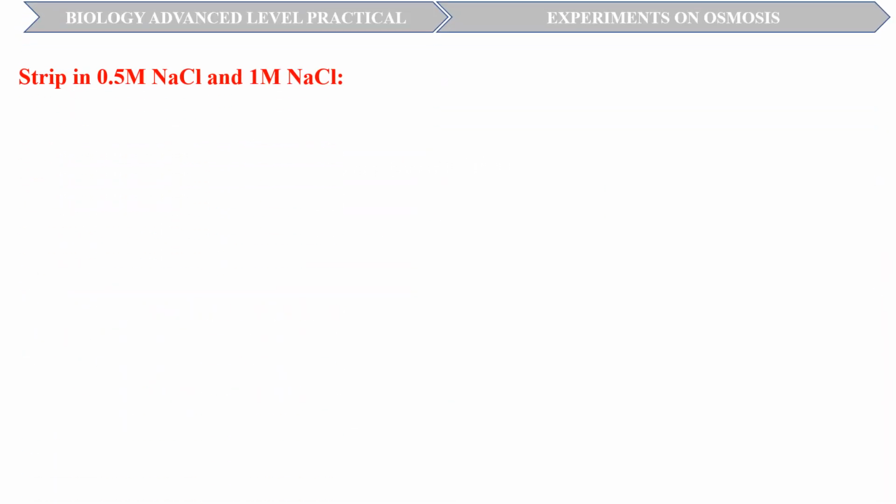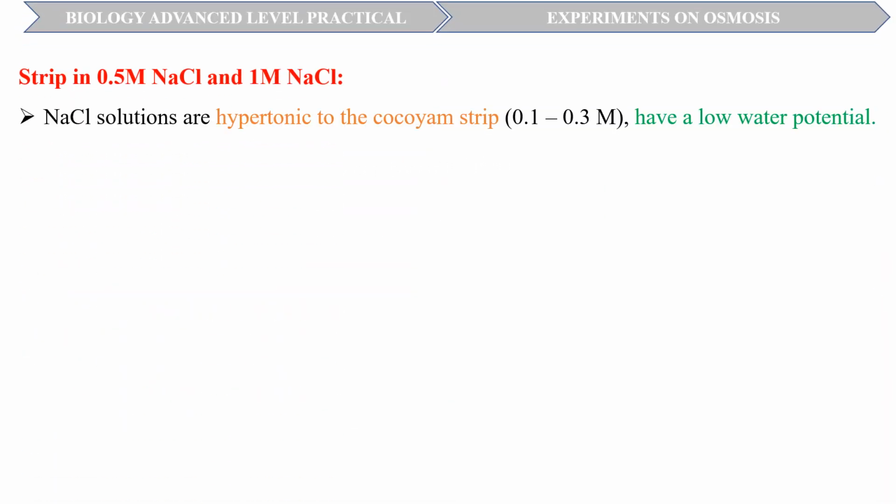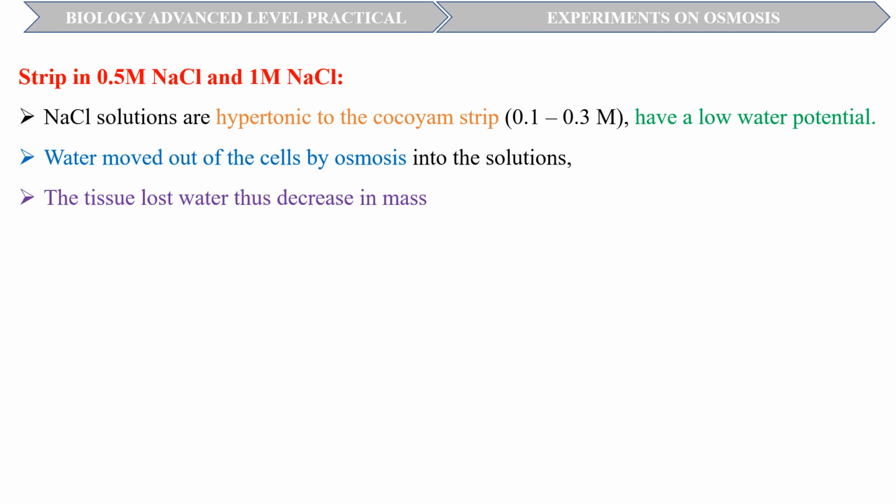We can say for the strips in the sodium chloride solutions that, at these concentrations, the sodium chloride solutions are hypertonic to the cocoyam petiole, whose concentration typically ranges from 0.1 to 0.3 molar. So the solutions have a lower water potential than the cells in the strip. Water moved out of the cells by osmosis into the solutions. The tissues lost water, leading to the decrease in mass observed.